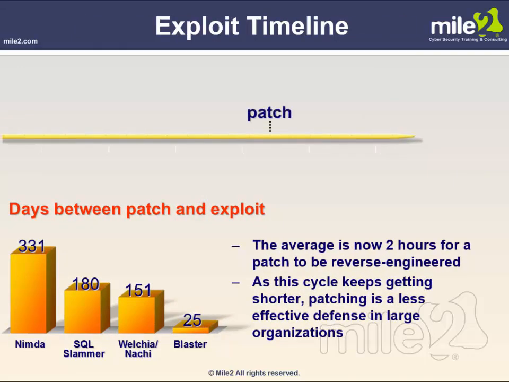Now, the exploit timeline here, as I mentioned, was almost a year. For Nimda, 331 days between the patch being out and the time it was exploited. It took 331 days for Nimda to be created. SQL Slammer, 180 days, right there, 6 months. The Welchia Nachi, 151 days. Blaster, 25 days. Now it's to the point where we have 2 hours or less for a patch to be reverse engineered. And as this cycle keeps getting shorter, patching is a less effective defense in large organizations.